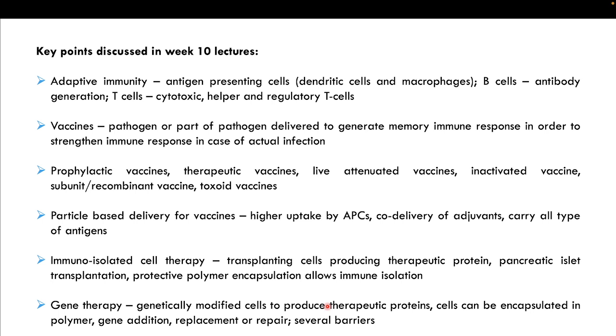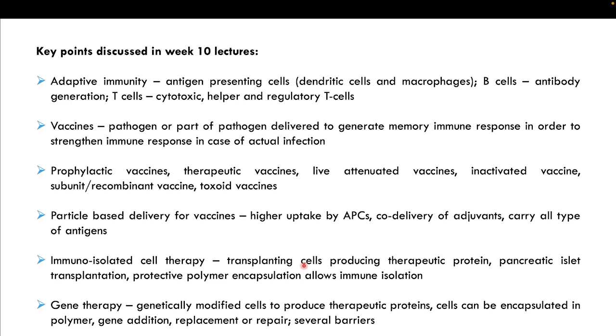You either deliver a gene that is going to produce that protein, or you deliver the correct gene and replace the defective gene that is present in the body. So this is gene therapy. To do that, you can deliver the gene as it is, but then there are a lot of barriers that come up for gene therapy.